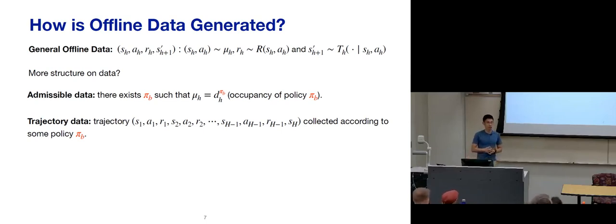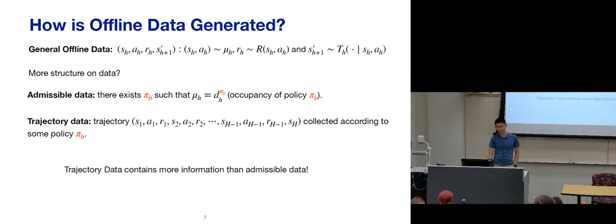The next, even stronger notion is trajectory data. That is, we assume that not only can we collect the state action pairs, but we can collect whole trajectories with respect to the offline policy pi b. Every time we collect some data, we generate a single trajectory from the first state to the state at step h. This entire trajectory is given to the learner, and the learner can use this set of trajectories to approximate the value functions. So definitely, this trajectory data contains more information than the admissible data.